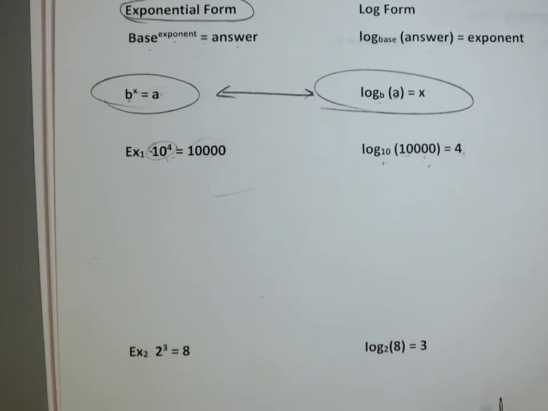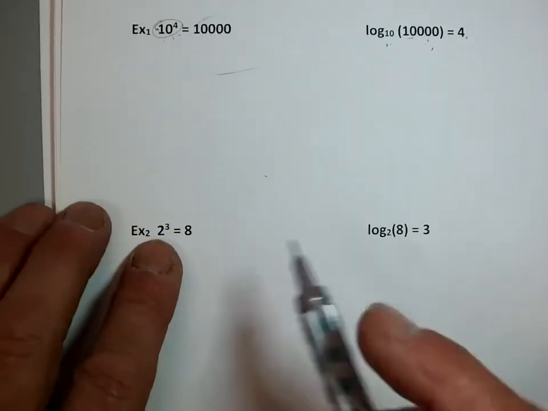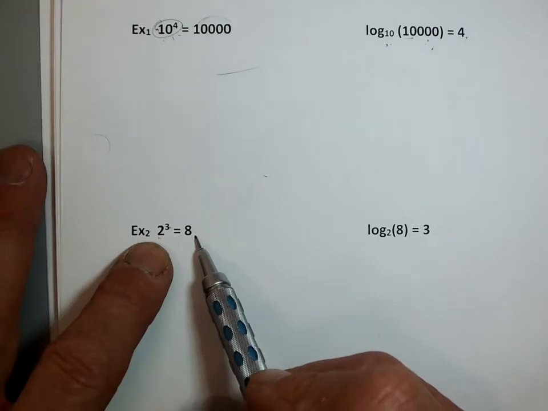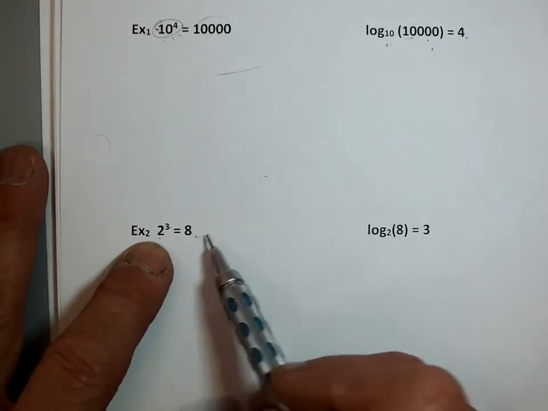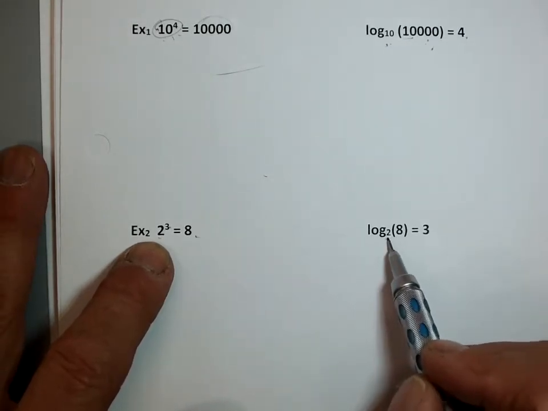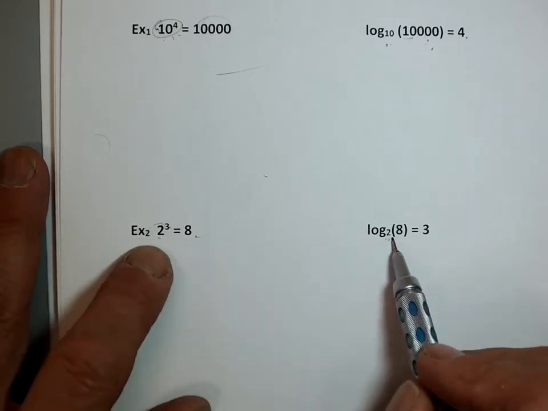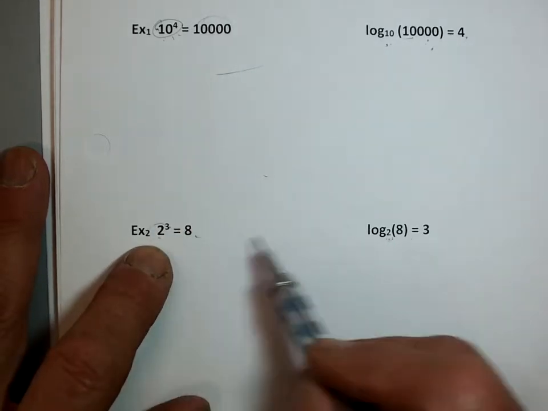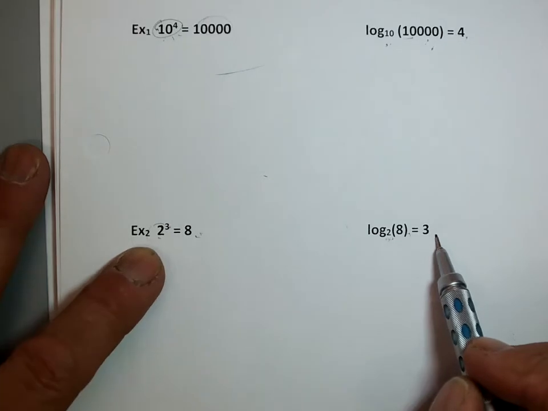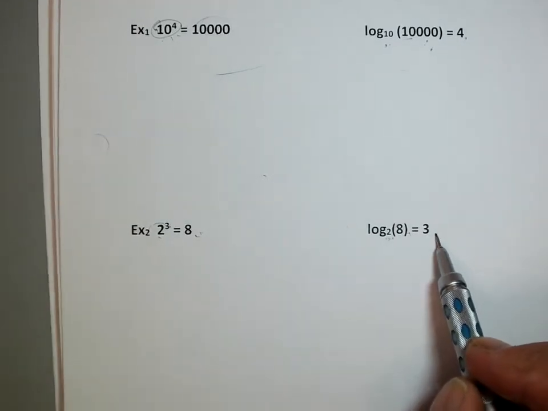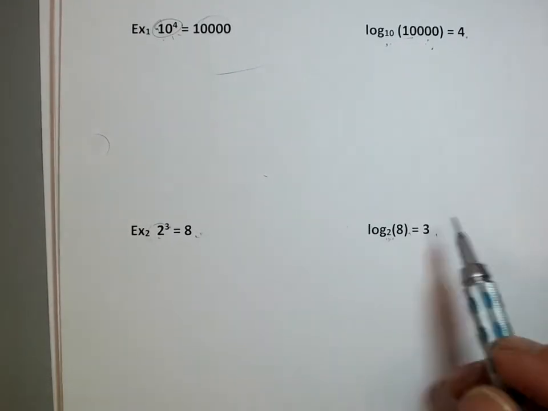Take a look at example 2. Okay? It's 2 to the 3rd equals 8. So then I can move the numbers around and go log base 2. So the 2, this number goes right here. Okay? The answer goes here, and the exponent goes here. So you're just moving numbers around. That's all you're doing. Why, we're going to get into why later, okay?